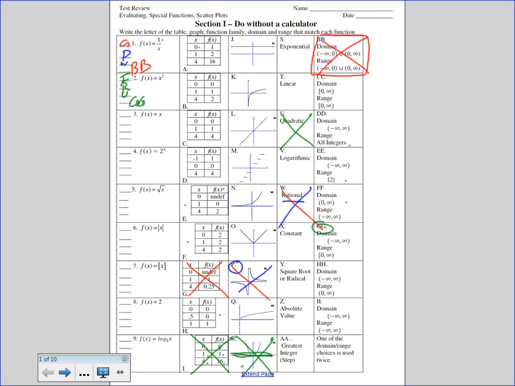The key here is this bracket, and it tells us that 0 is included. Now I'm not going to cross that out because if you read down here it says one of the domain and range choices is used twice. So I got to be careful.